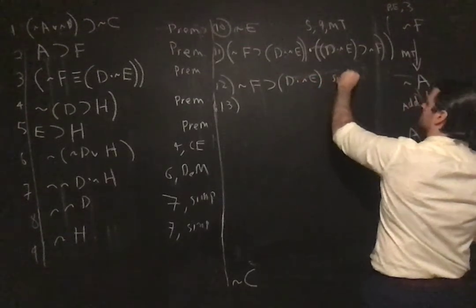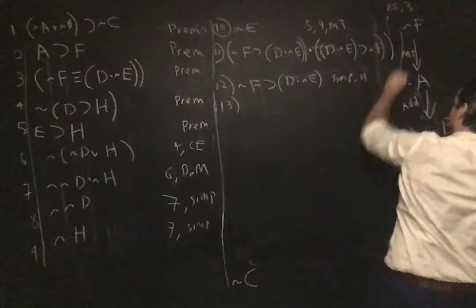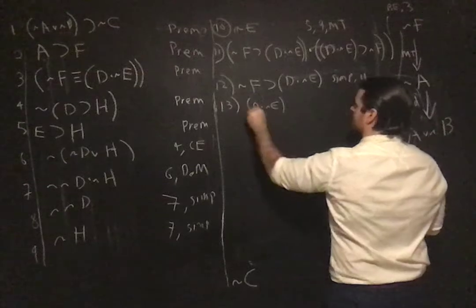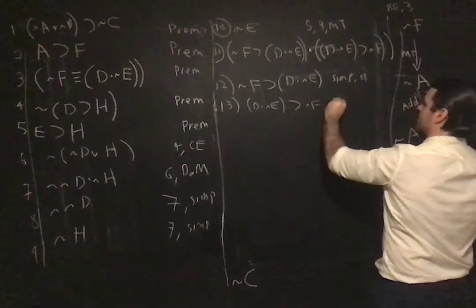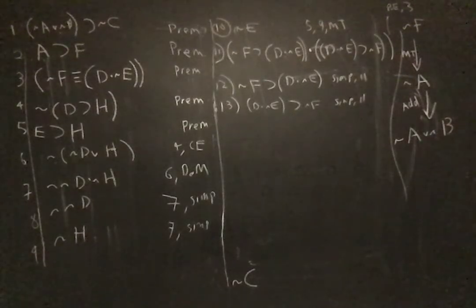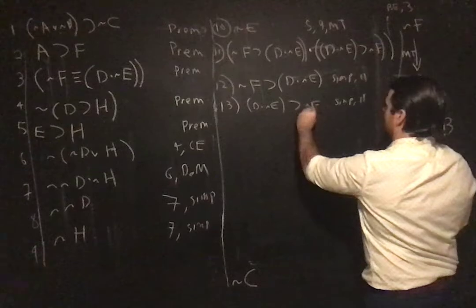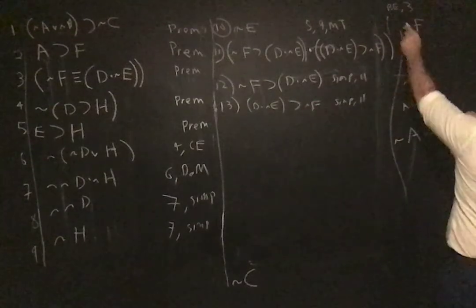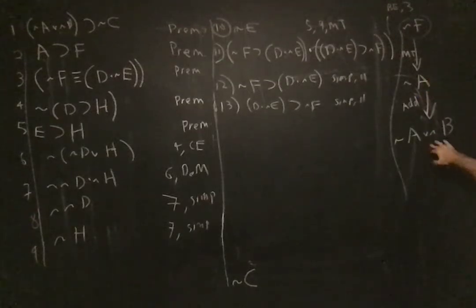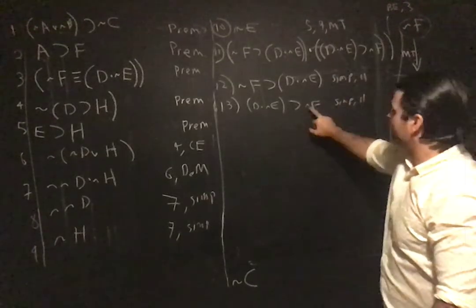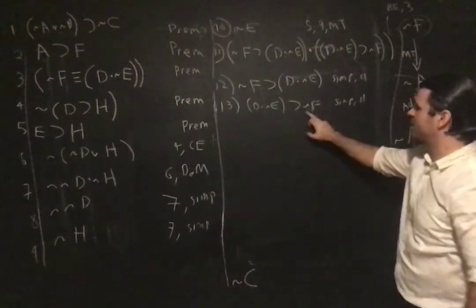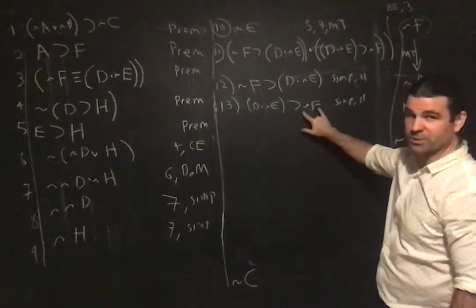Simp 11, and D, hook not E, hook not F, simp 11. All right, where am I? What did I figure out? I figure I want not F, right? Not F is my path home. Okay, so since I want not F, I'm looking at 13 rather than 12, right? I want not F itself, so I want to get this, so I can do modus ponens on that.